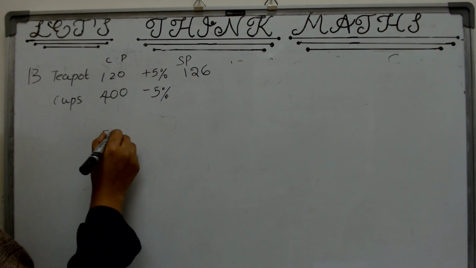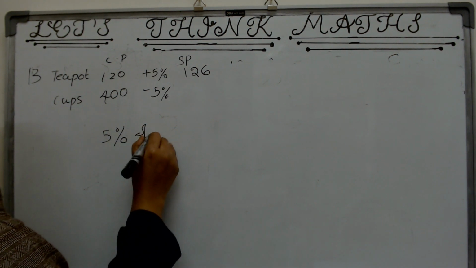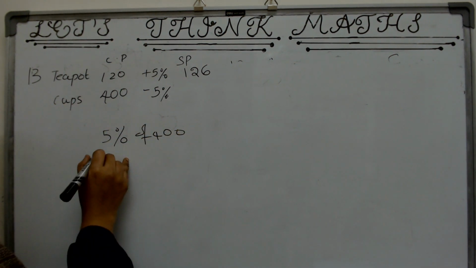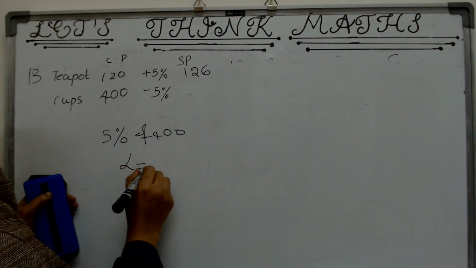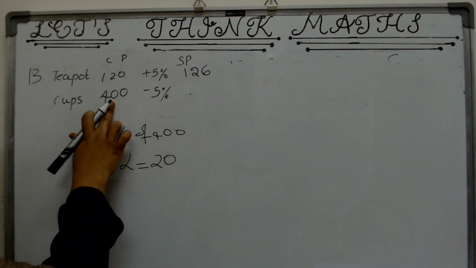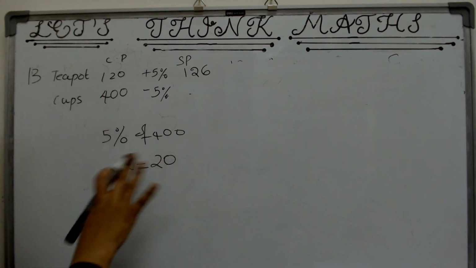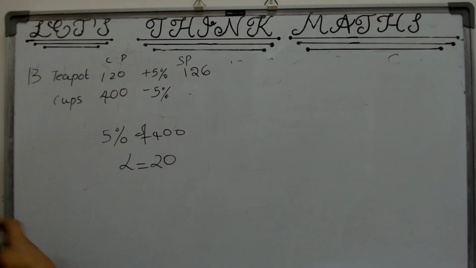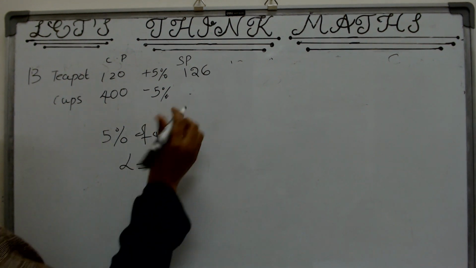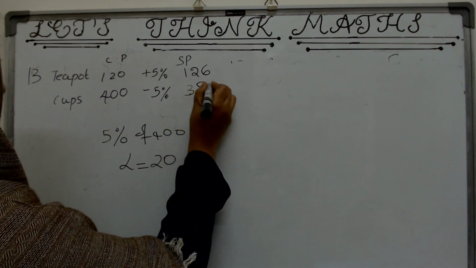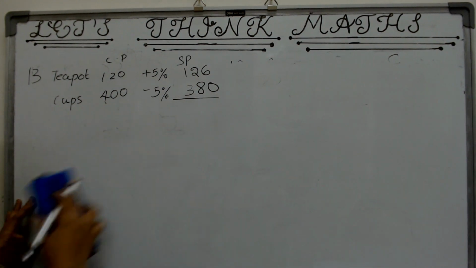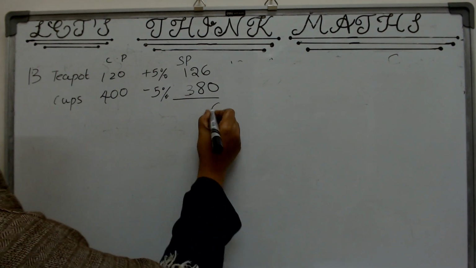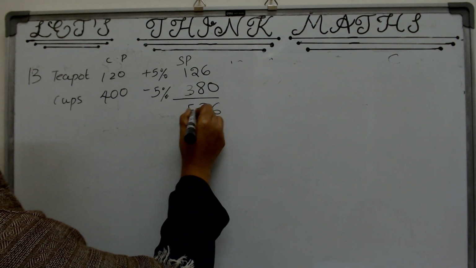So what is 5% of 400? That would be 4 into 5 is 20. So her loss would be 20. Her cost price is 400. She did not get 400 back. She did not get the money she spent on the cups. She lost 20 rupees. That means she got only this much. Our answer is how much money did she make out of the transaction, which is this.